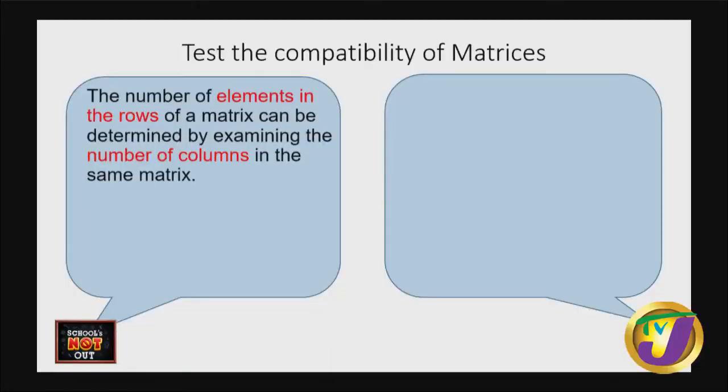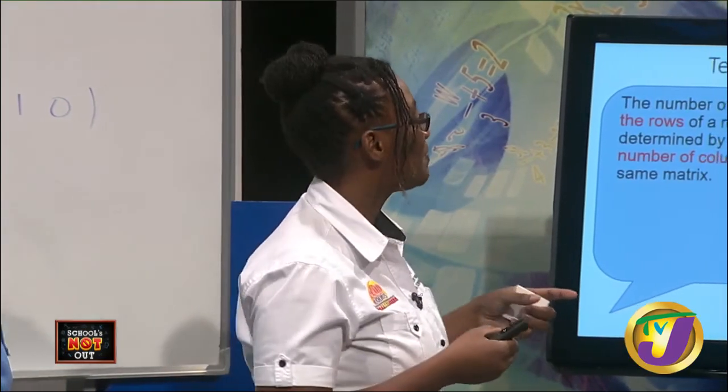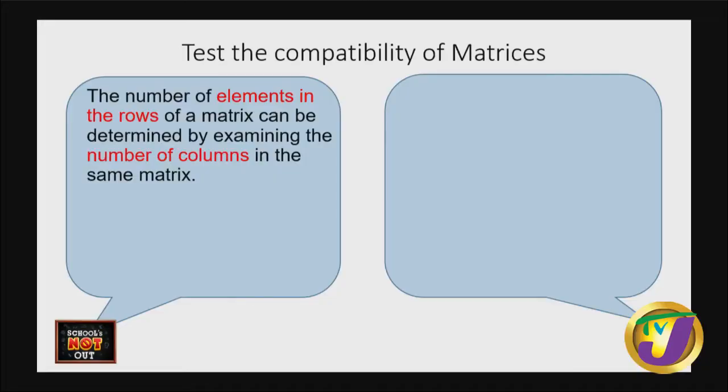Okay. So the number of elements, and this is interesting, and I want our students to really zoom in on this piece of information because it's very, very important. So the number of elements in the rows of a matrix can be determined by examining the number of columns in that same matrix. So I'm going to bring up an example.